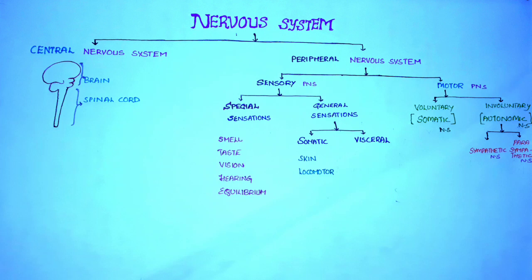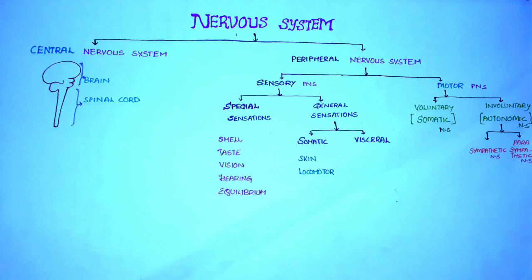Special sensations are like vision, taste, smell, hearing and equilibrium, which are through specialized parts of the body, and general sensations are through many parts of the body, and they are divided into two types: somatic sensations and visceral sensations. Somatic sensations are touch, pain, temperature, vibration and proprioception, and these are through skin and the locomotor system. And visceral sensations are through deeper parts of the body like visceral organs.